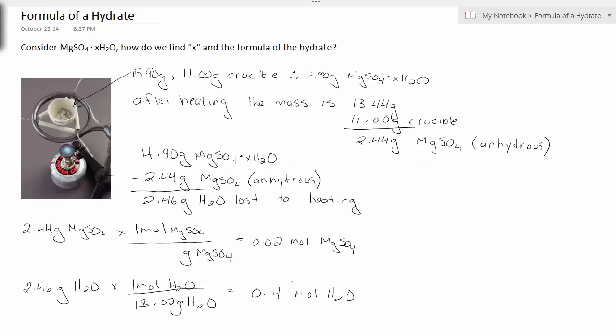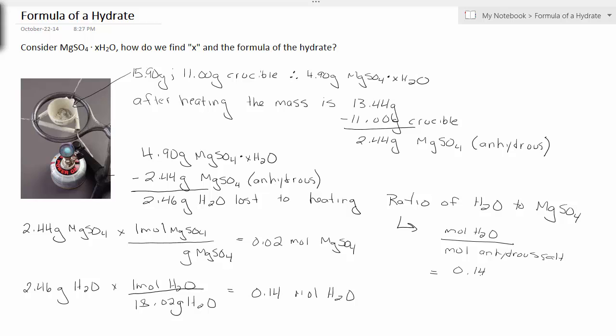So now we need to know the ratio of water to magnesium sulfate. How many moles of water are present for every 1 mole of magnesium sulfate? So this can be expressed as a ratio. The most common way to do this is to divide. You're going to divide moles of water by moles of your anhydrous salt, which is why you needed to get the masses of both of them. You need to go to moles so that you can complete this operation.